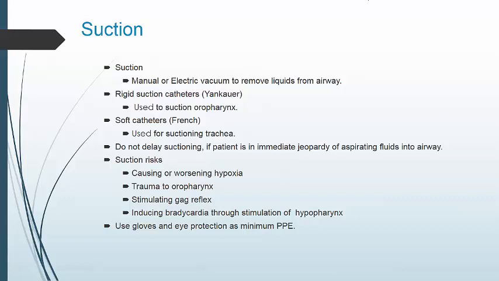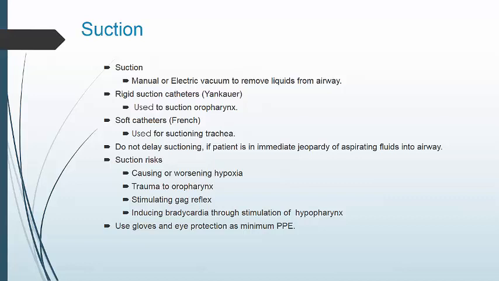You've got a couple of different types of suction catheters. You've got rigid and soft. Your rigid suction catheter, usually called a Yankauer or a tonsil tip catheter, is used to suction just the oropharynx. It's not flexible, so it's not going to be able to move around as well, but you can control it a little bit better. It's a little bit larger lumen than your soft catheters as well, so you can actually suction larger amounts of fluid or vomitus or things like that.